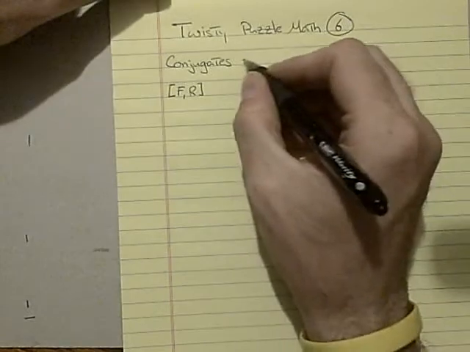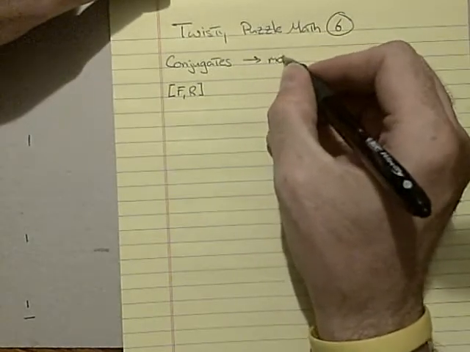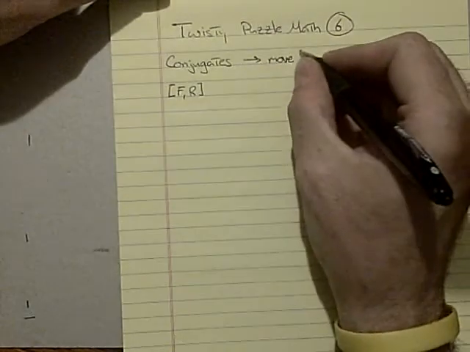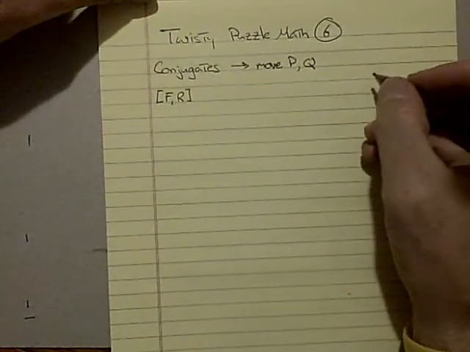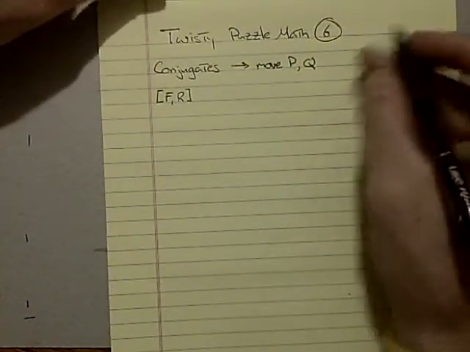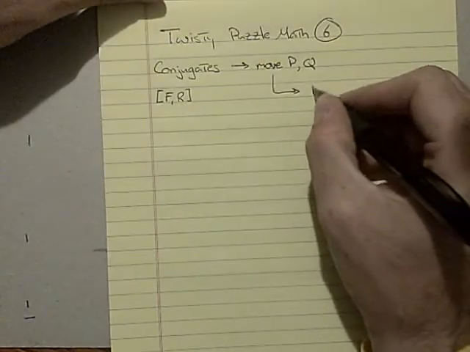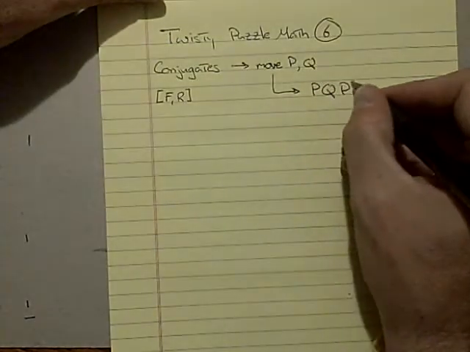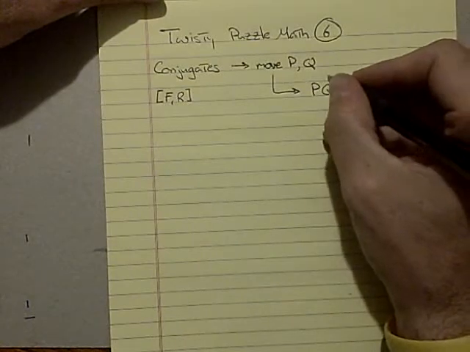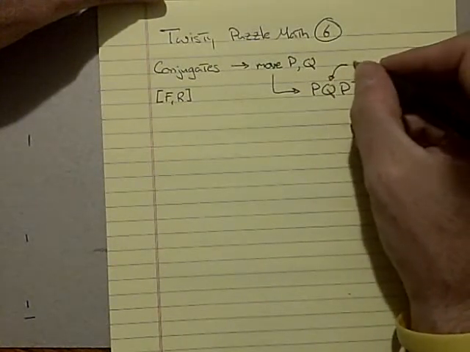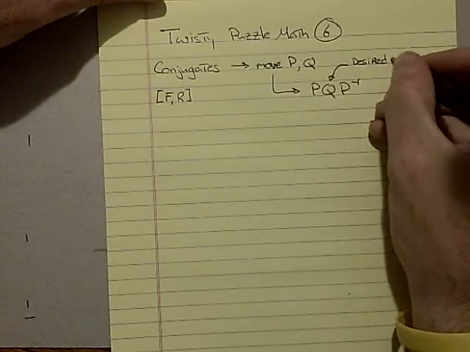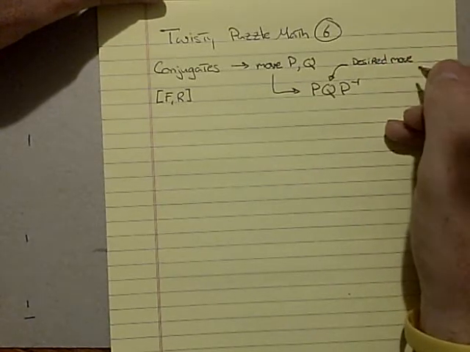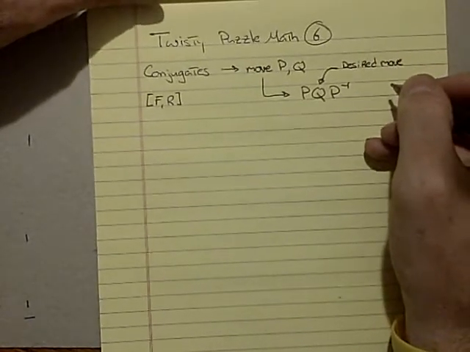So here's what a conjugate is. If you have a move, say P and Q, a conjugate might look something like this. There are a couple ways of doing it. It could be P, Q, P inverse. So Q might be a desired move like our commutator. It does something nice, but not quite the way we want it to.